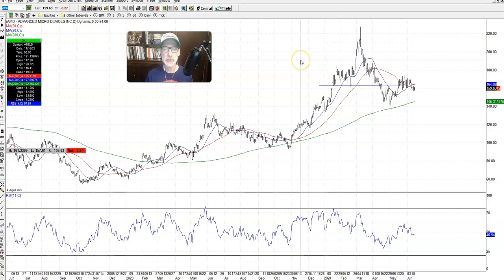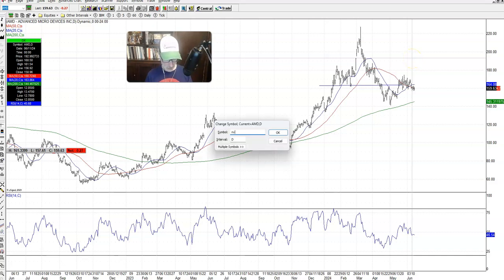All three of those stocks are in the same sector. So AMD, it made an all-time new high. It came down and is just kind of trading sideways. And I'm not really sure why it's having so much trouble getting off its butt here and moving higher. It's just not doing it.